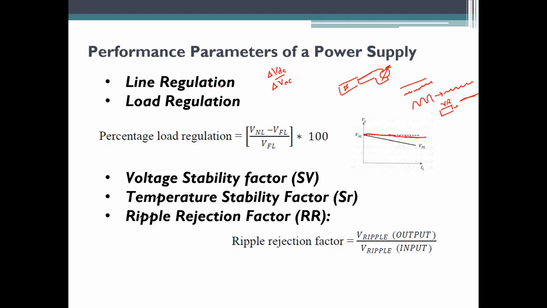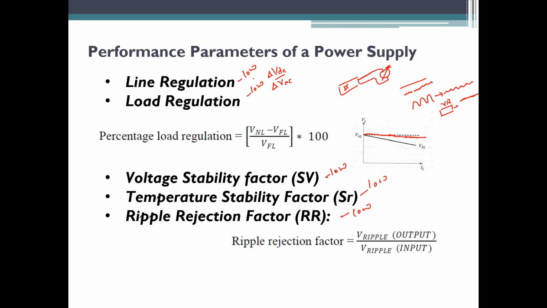Line regulation should be as low as possible. Load regulation should be as low as possible. Voltage stability factor also should be as low as possible. This one should be as low as possible. Ripple rejection factor should also be as low as possible. All these particular things are with respect to your power supply, not with respect to your regulator.